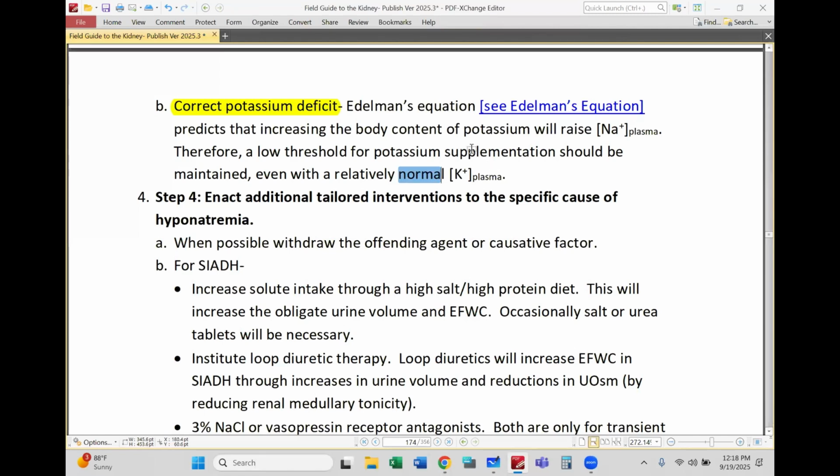Even if the plasma K is normal, if you have an inkling that there's a K deficit, remember that plasma K is a measurement of only 2% of your total body's potassium content. 98% of total body potassium is inaccessible to direct measurement. So if you have the impression that somebody has a K deficit, go ahead and give them K, okay?